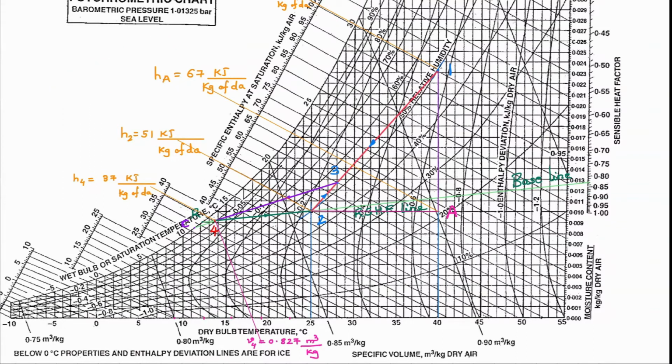So here we have to use trial and error method. So we have to draw line 3C in such a way that bypass factor is 0.15. So what is equation of bypass factor? I will write it down over here. Bypass factor is equal to 0.15 for this question. It is equal to length 4C upon length 3C.